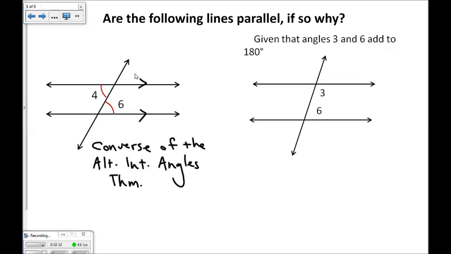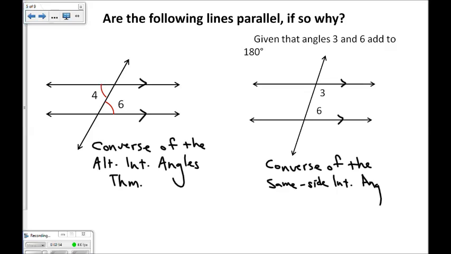Okay, this next one. Given that angles 3 and 6 add to 180, are the lines parallel? And the answer is yes. Angles 3 and 6 are same side interior angles, so by the converse of the same side interior angles theorem.